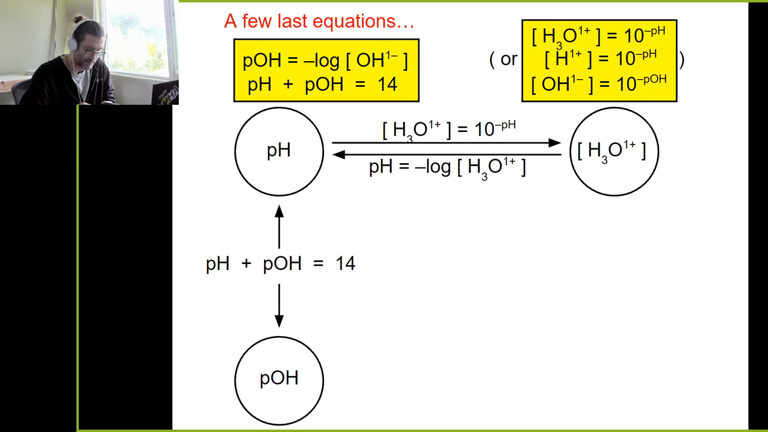So if I start playing around with my calculator, the negative log of concentration gives me a pH. I'm going to use simple powers of 10. So like 0 point, what is that, 8 zeros and a 1, and it gives me 9. So the negative log of 10 to the minus 9 is 9. Make sense?